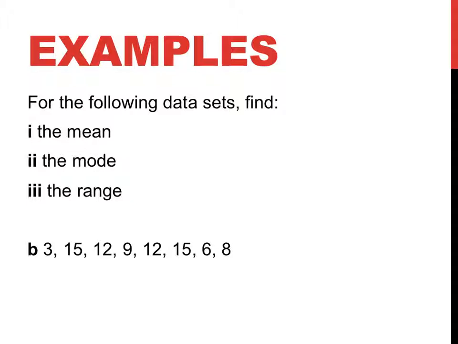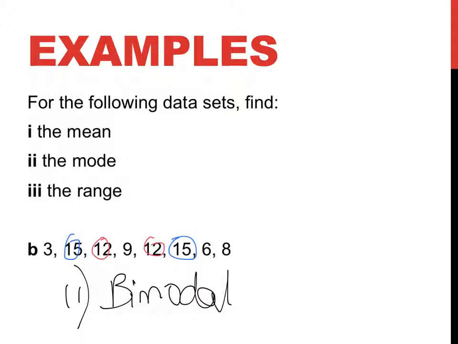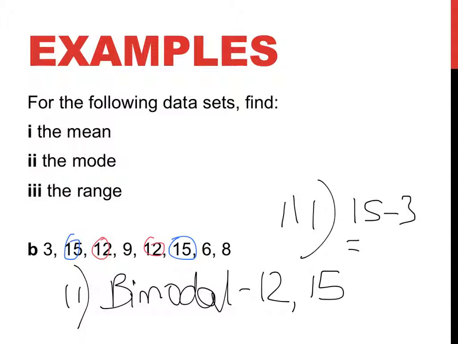There are two modes you might recognize. 12 occurs twice, and so does 15. So we'd actually classify this data as bimodal. For the mode, it's bimodal, and the modes are 12 and 15. In terms of the range, that's again the highest minus the lowest. That's 15 subtract 3, which will give me an answer of 12. 15 being my highest, 3 being my lowest.